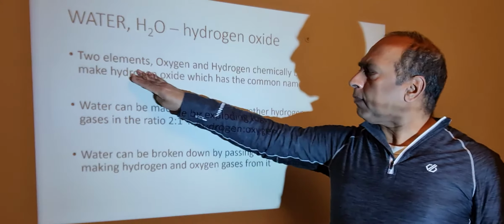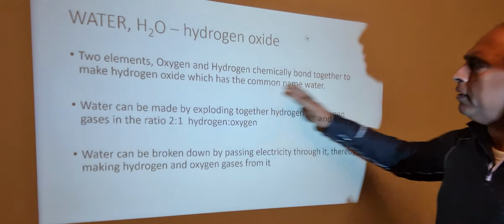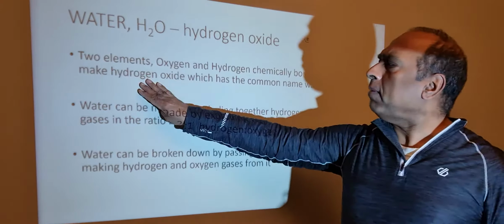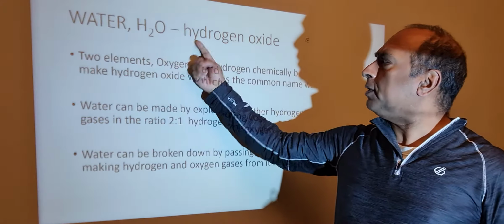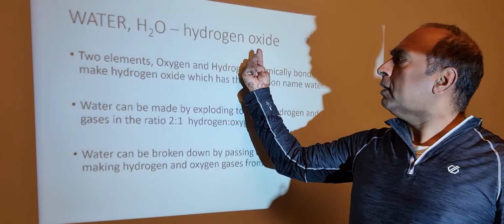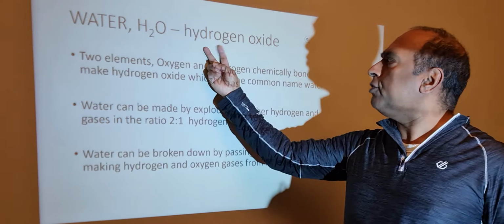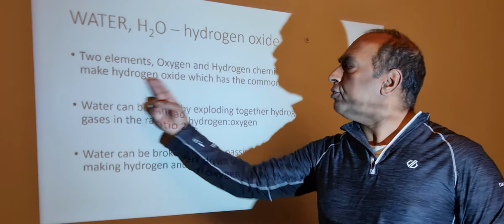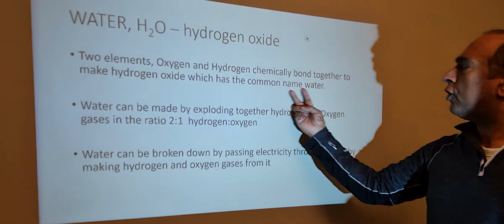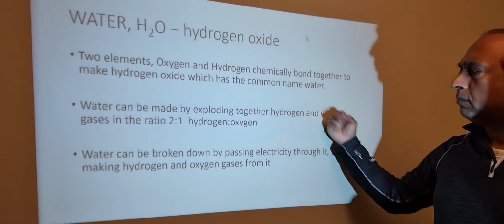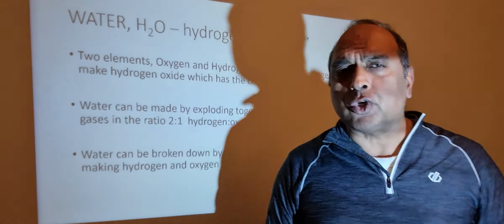Now, that says what I've just said to you. The common name for it is water, but the chemical name is hydrogen oxide. Hydrogen oxide is the common name for water. Now there's 2 ways I want to talk about this as a compound.